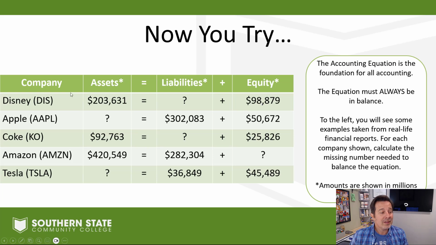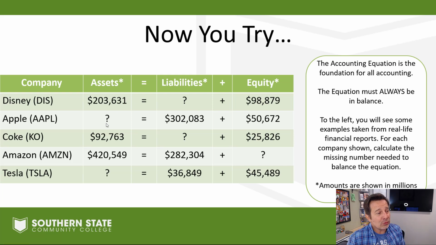For instance, for Disney, I've got assets, I've got equity, but I don't have liabilities. But I should be able to come up with liabilities, right? Just by doing a little math on our equation. If I were to take $203,631 and subtract out the equity here, I could come up with liabilities. And then I could check. I could add these two sides together to make sure that it equals assets. For Apple, I don't know assets, but I have liabilities and equity. I could add together liabilities and equity to give me assets.